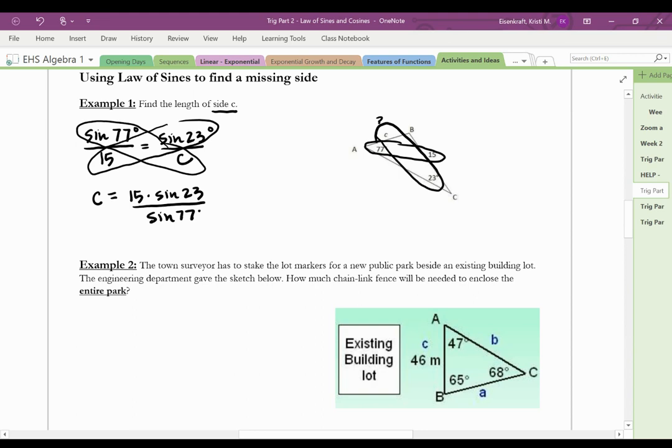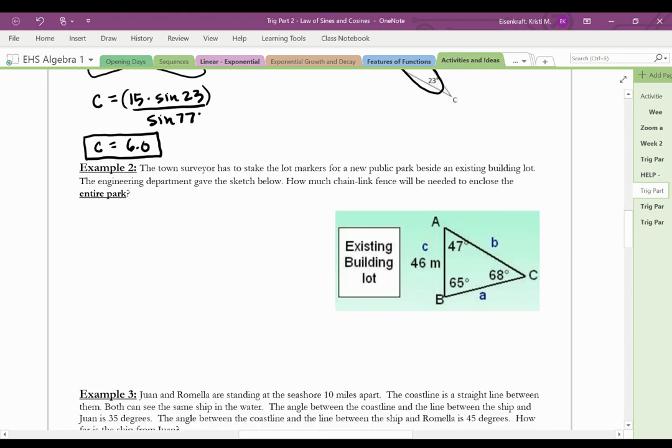Okay, here, if you're using whatever type of calculator you're using, you need to make sure you total this before you divide by sine of 77. So I'm going to hit 15 times the sine of 23. I'm going to push enter on my calculator, keep that answer, and divide it by sine of 77. Make sure your calculator is in degrees. And it looks like side C, rounded to the nearest tenth, is 6.0. And there's no unit. That looks reasonable. It is a shorter side.